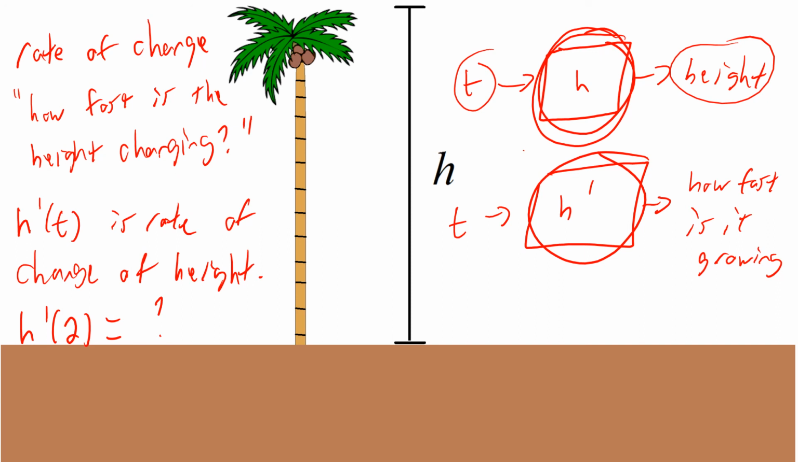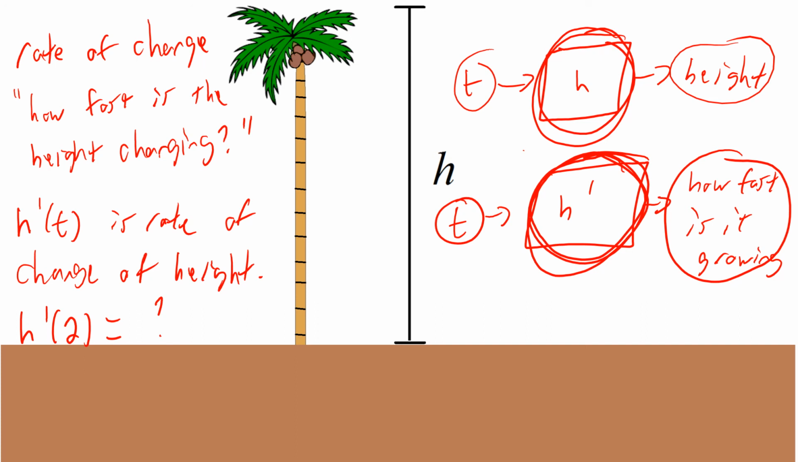Maybe in the summer it'll grow faster and in the winter it'll grow slower, something like that. So if you want to know how fast the tree is growing, same thing. You find the derivative, but the derivative alone doesn't tell you how fast it's growing. You have to plug in a time to it, and then the output will be how fast it's growing at that time.